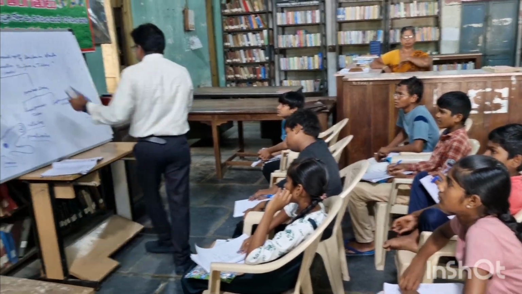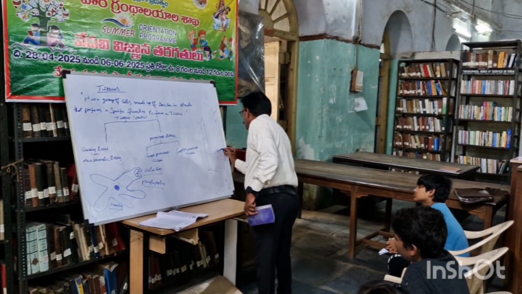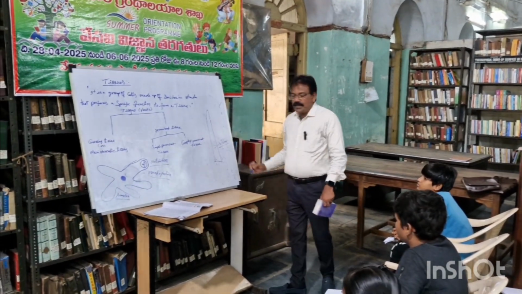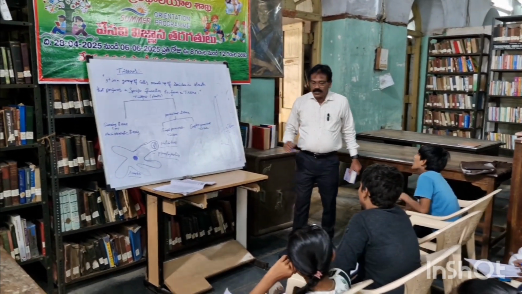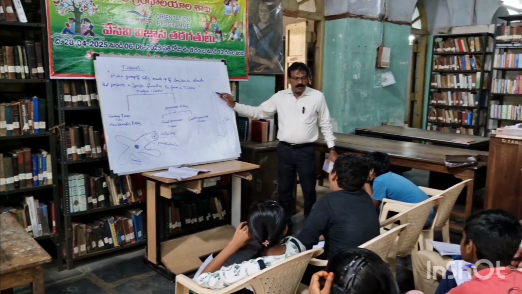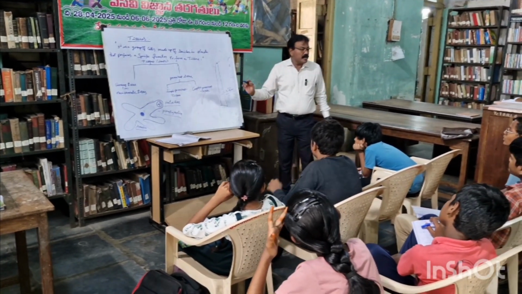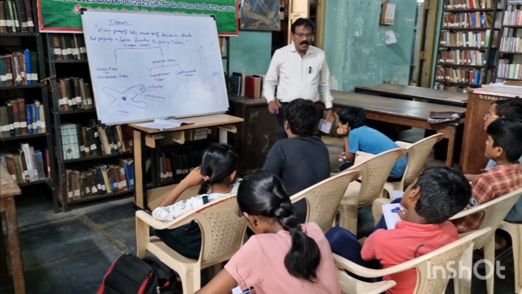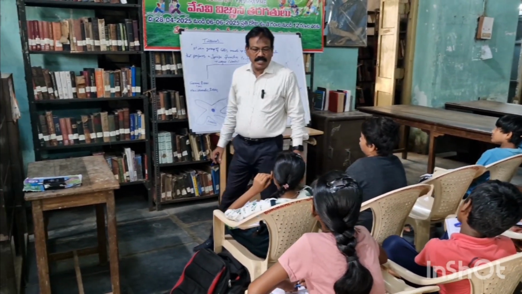So, see here, this is a stem. For example, it is a stem. In the stem, this is the tip. In this tip, there are specialized cells present. These are called meristematic cells, and these tissues are called meristematic tissues.